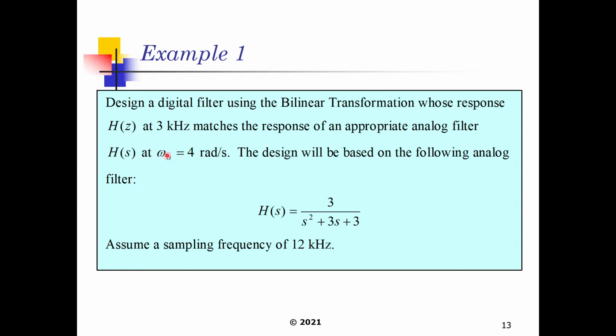Now notice this is omega here. This means that if we want to get to f_A, omega A is equal to 2 pi f_A. We're given the analog filter prototype equation, which is H of S here. And we're also given the sampling frequency f_S, which is 12 kHz. But we need all these components before we proceed with the bilinear transform.